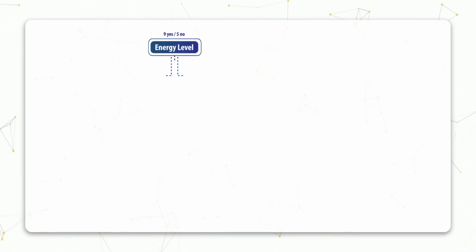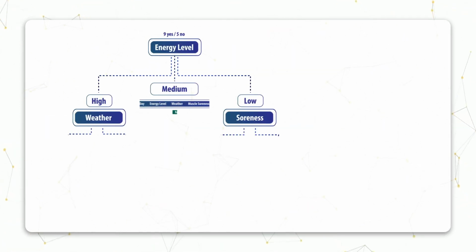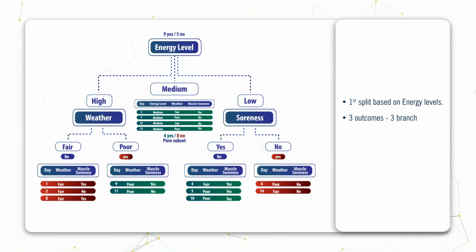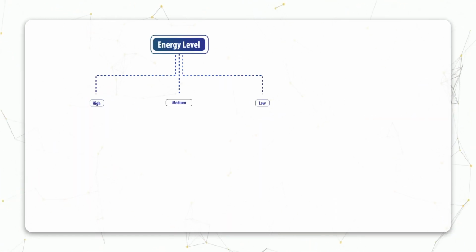And so here we have it. We've now split our left branch based on weather, and so now we have two pure subsets and we don't have to split anymore. On the other hand, the middle branch was already a pure subset, and so we didn't have to split this anyway. And the third branch, we can split based on soreness. And that too now gives us pure subsets, and we're done splitting. And so the algorithm is now finished. This is what our final decision tree looks like.